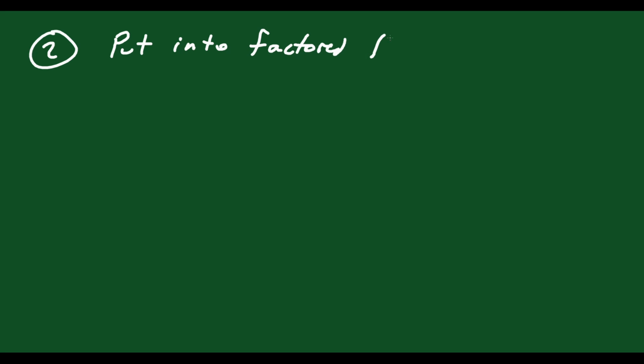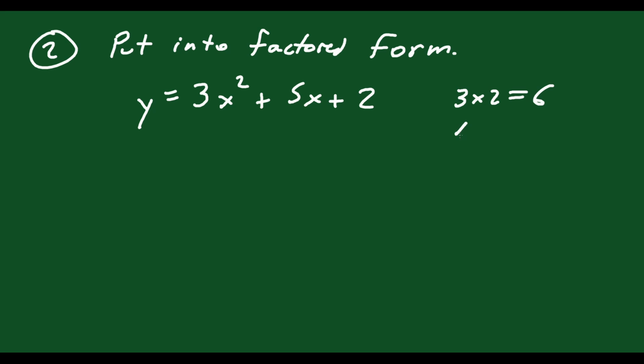Another method would be to put it into factored form, and then after putting it into factored form, you could figure out where the vertex is. So let's put into factored form. And of course, to do this, all you have to do is factor, right? So we have y equals 3x squared plus 5x plus 2. Looks like it's going to be decomposition, right? 3 times 2 is 6, so you want to multiply to 6 and add to 5. So I think 3 and 2.